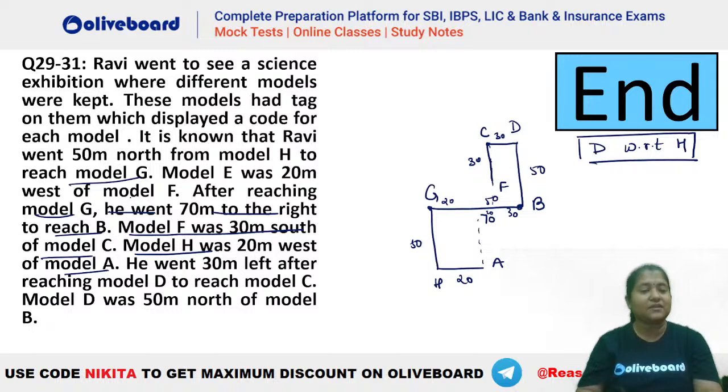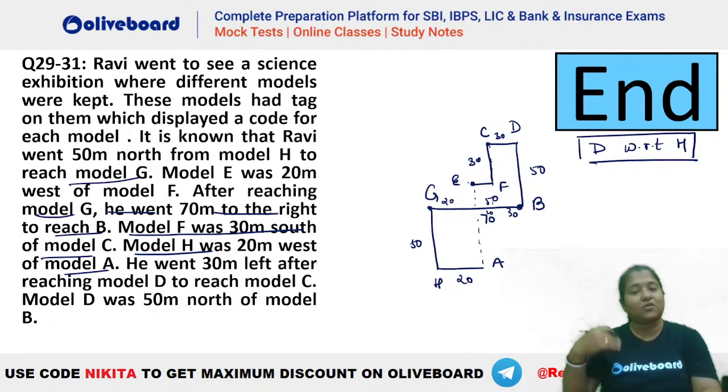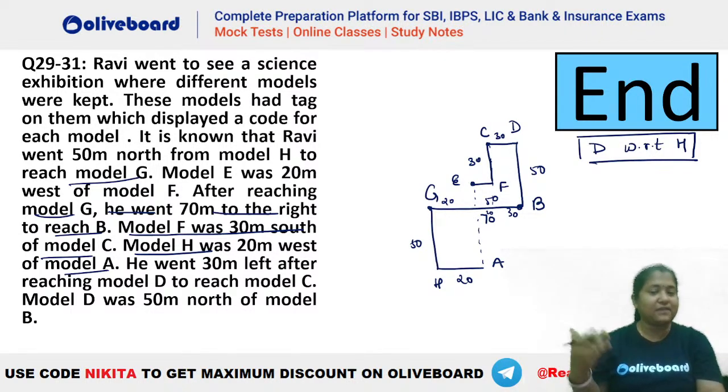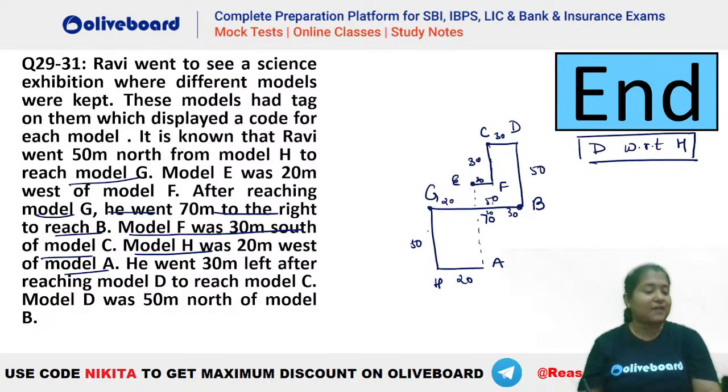E was 20 meters west of B. So you can see 20 meters will be something like this. This is your E here. So you will see that E will be exactly to the north of A here. So this will be your 20 meters here. So this is the diagram that you will be getting.